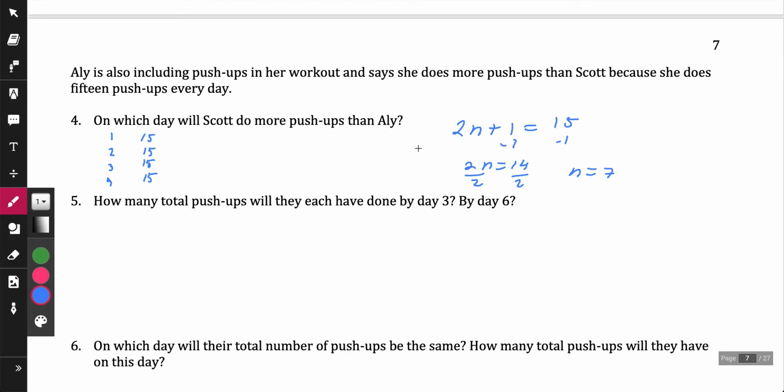Well, I know Scott started off with less. He was doing 3, then 5, then 7, then 9, so on and so forth. And I know on day 7, they're doing the same. Which means on day 8, Scott will do more push-ups.